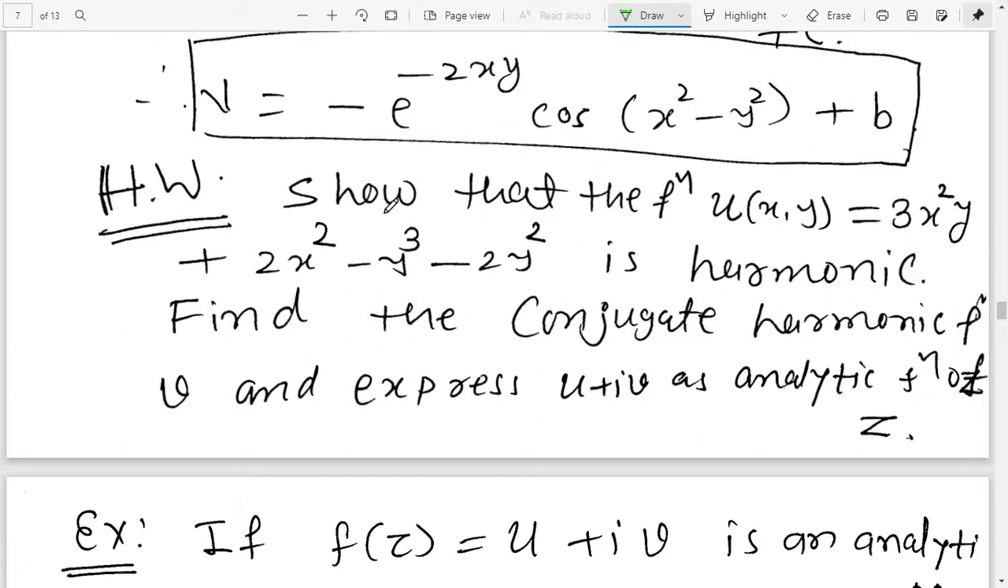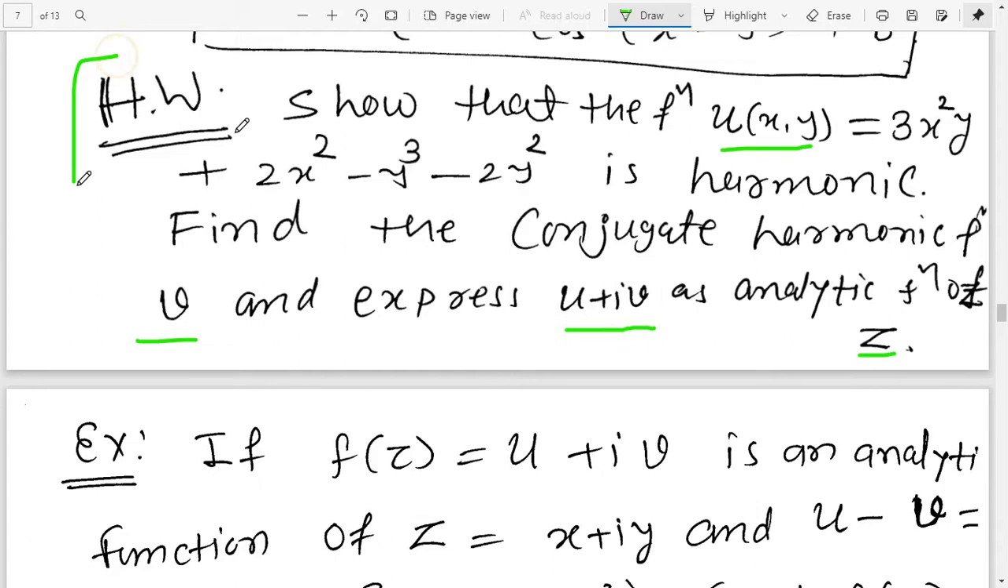Now the next example: show that the function u = x³ − 3x²y + 2x² − y³ − 2y² is harmonic. First we have to show this is harmonic, that is, ∂²u/∂x² + ∂²u/∂y² = 0. Prove this, and then find the conjugate harmonic function v and express u + iv as an analytic function of z. This is homework, do it yourself.